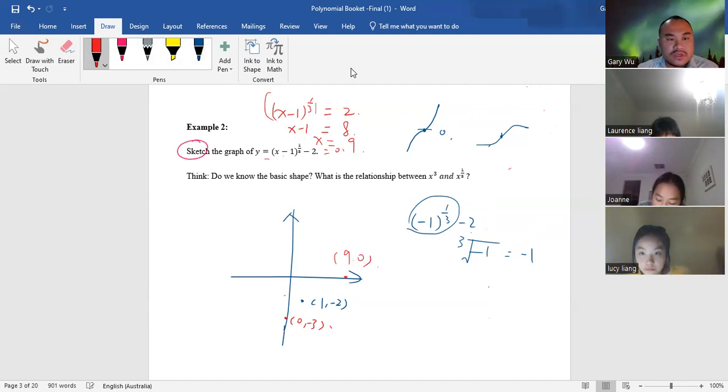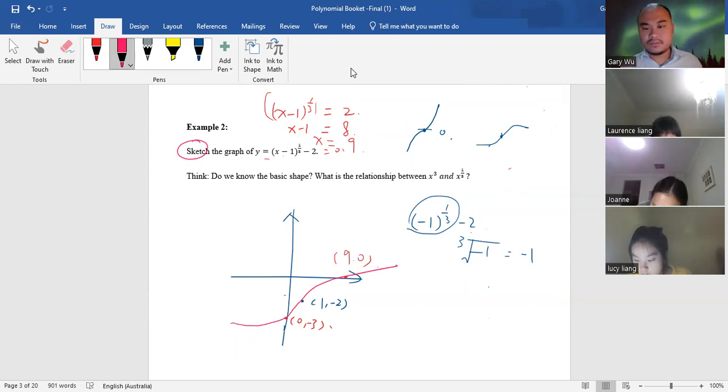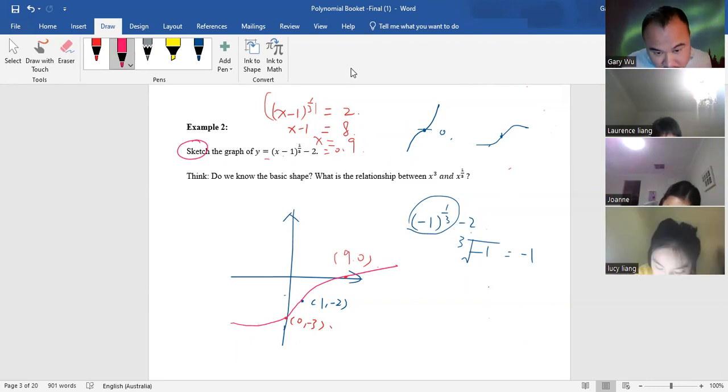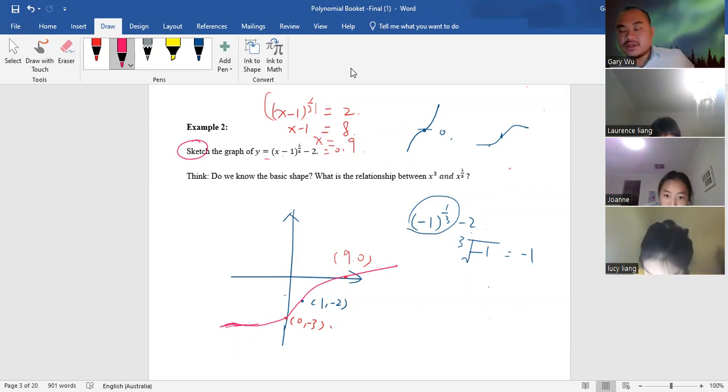And then now we just need to connect them, okay? Yeah, maybe something like that. Does it make sense? Pay attention, this one is actually going down, I'm not sketching very nicely.